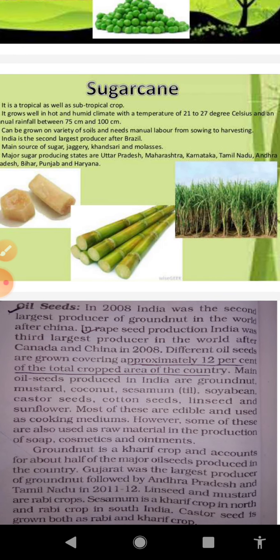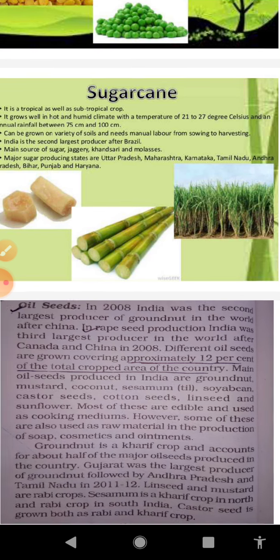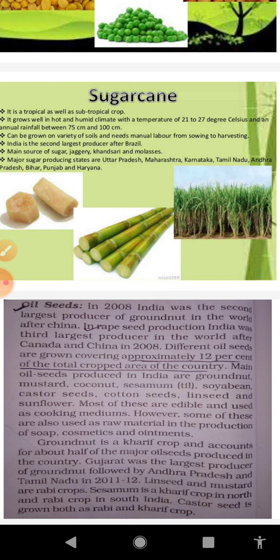With regard to the temperature, sugarcane needs a hot and humid climate with temperature ranging between 21 degrees Celsius to 27 degrees Celsius. And cool temperature is essential at the time of ripening. After that, rainfall. It grows best in the area receiving rainfall ranging between 75 centimeter to 150 centimeter.